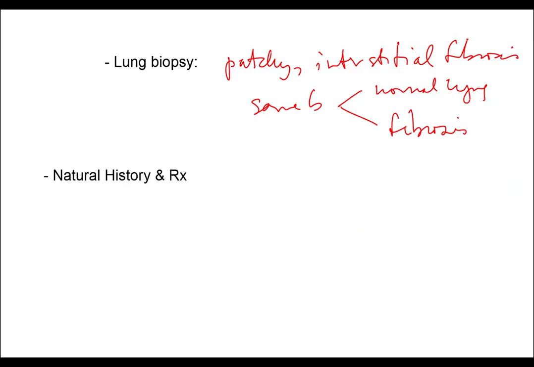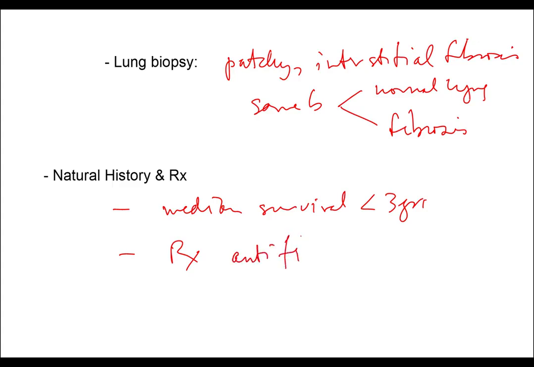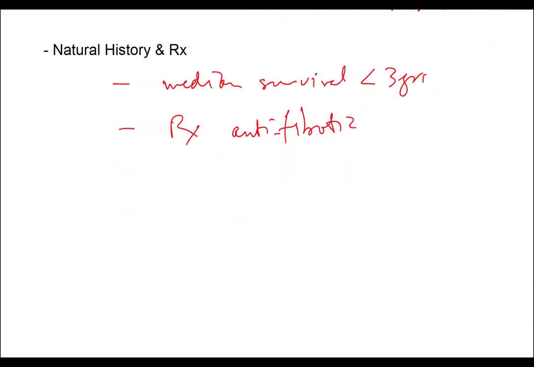Natural history, it's a pretty grim disease. The median survival of all comers is about 3 years. Obviously, this is going to change now that we have the antifibrotics. So all of your patients, once you've ruled out other causes and you're left with IPF, the treatment is going to be with our antifibrotics, and that's really early days, so that's going to change dramatically over time.